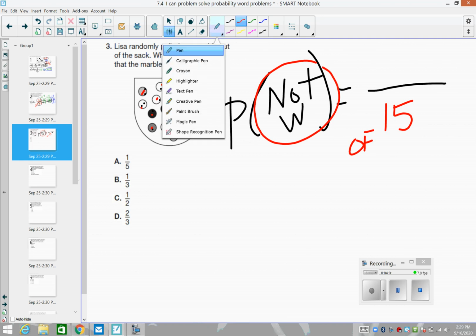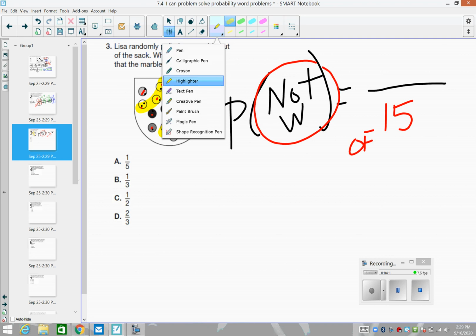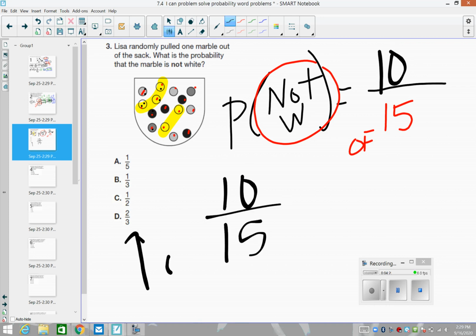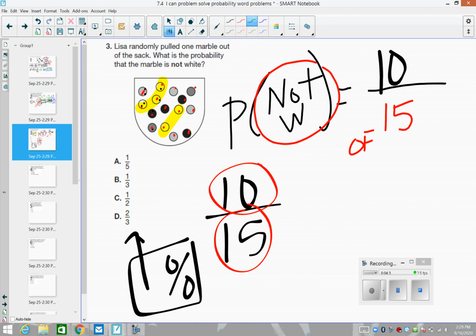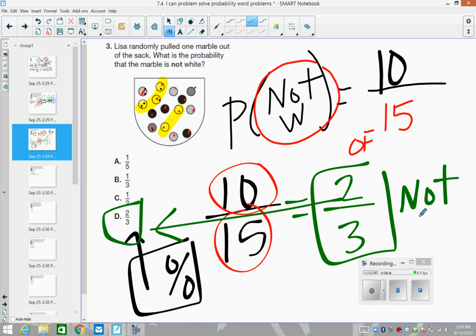I'm going to highlight the whites, those 5, which means 10 are not white. So we're just reducing 10/15. If this had asked what percent, then we would be calculating percent, but it's just asking us to reduce to simplest form. So I'm going to divide top and bottom both by 5, which results in 2/3. Same answer as before. You have a 2 out of 3 chance that when you reach in there, you get a marble that is not white. Cool.